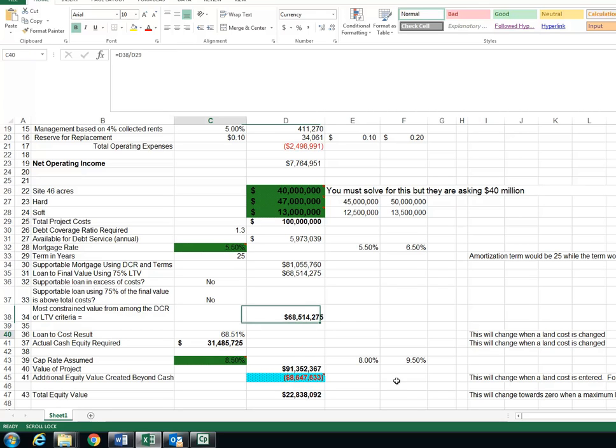Now, our loan to cost result is around 68.5%, but if we take this NOI back here, our key number, 7.76 million, and we divide it by a market cap rate, we'll come up with the projected value of $91 million. And notice that the $91 million is in fact below the total cost projection of $100 million if we pay $40 million for the site. So the question is, what's it really worth?